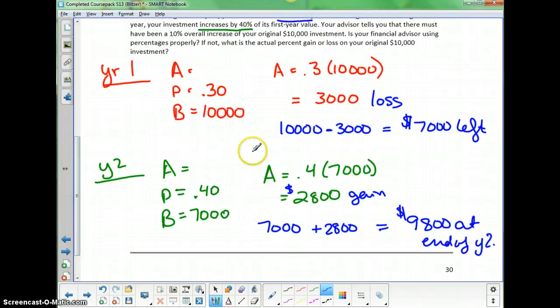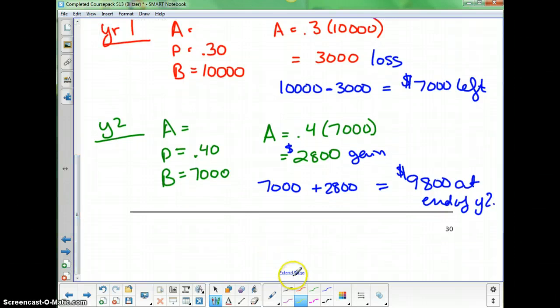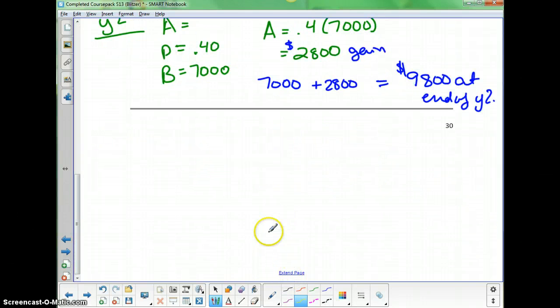All right. So the advisor was definitely wrong. The advisor said that we had a 10% overall increase, which is not true. We've actually lost money from the original investment. We only have $9,800 left. So I need to figure out then what was the actual percent gain or loss. All right, so one more calculation down here.